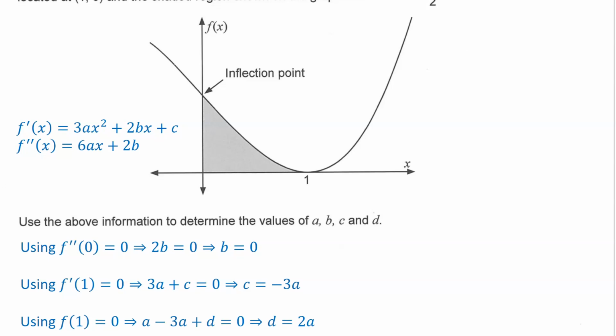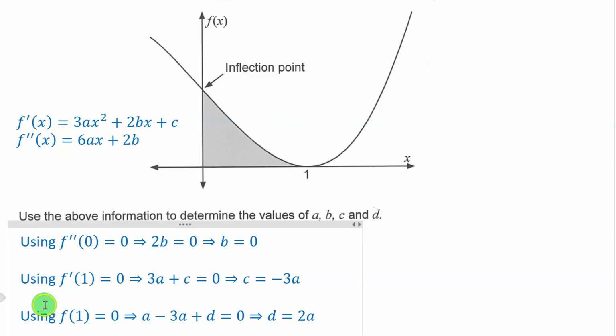So here we go. Now, using the fact that we've got a stationary point at (1, 0), we know then the first derivative is equal to 0 when x is equal to 1. So we're going to use this equation and substitute in x is 1, and we end up with 3a plus c, remembering that b is 0, is equal to 0. And so we can work out that c is equal to negative 3a.